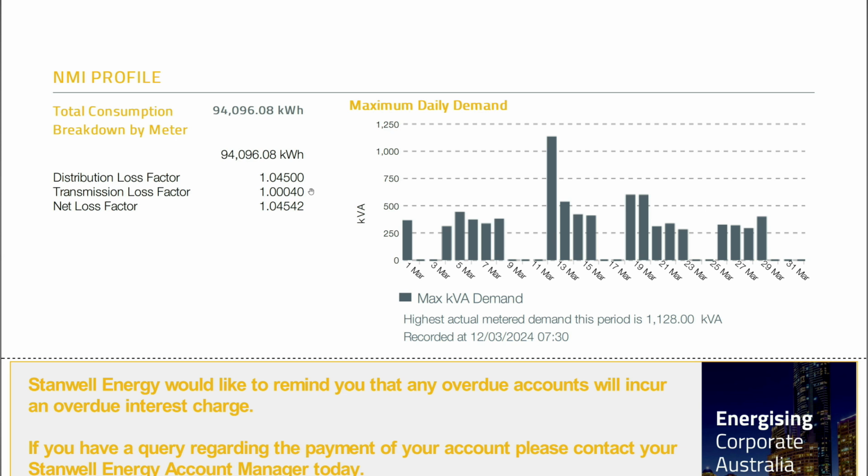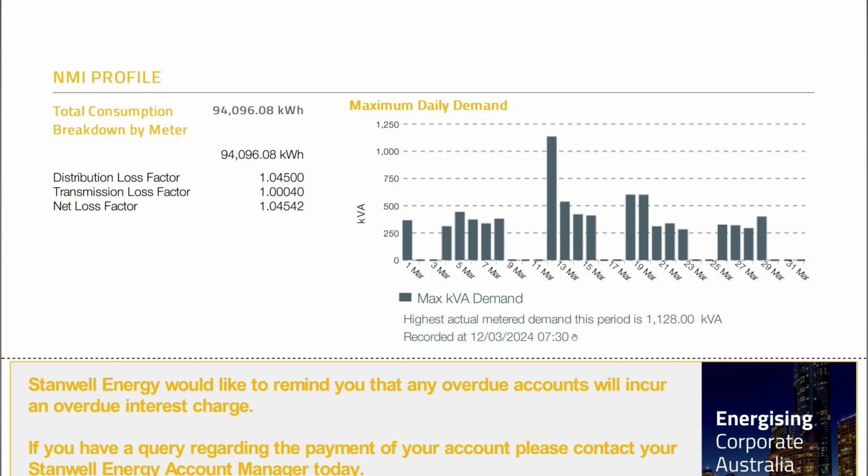Now here is where it starts to talk about peak demand. For this building, the maximum kVA demand, we don't talk about kilowatts, it's actually kVA. The highest actual metered demand this period was 1,128 kVA, recorded on the 12th of March 2024 at 7:30 a.m.